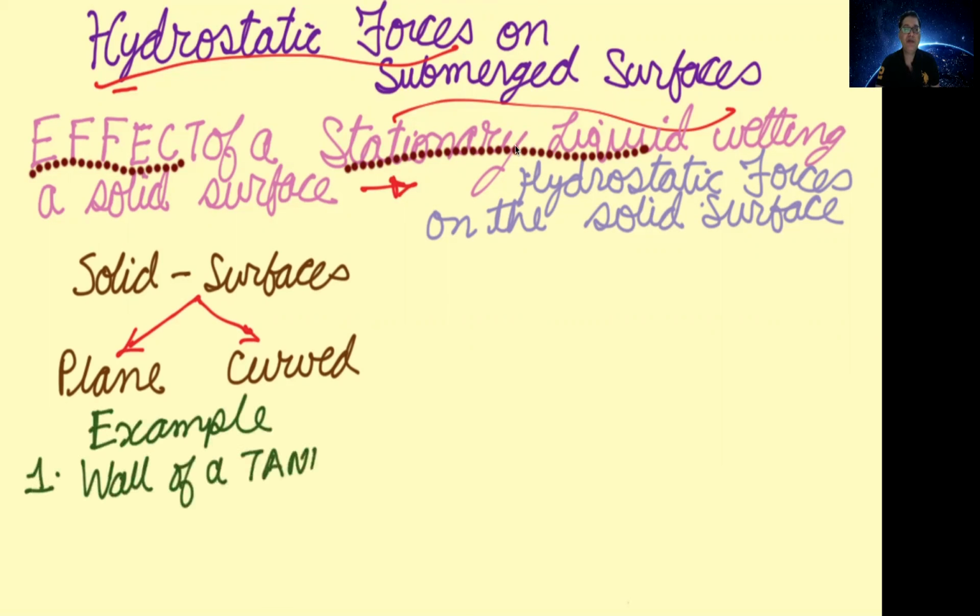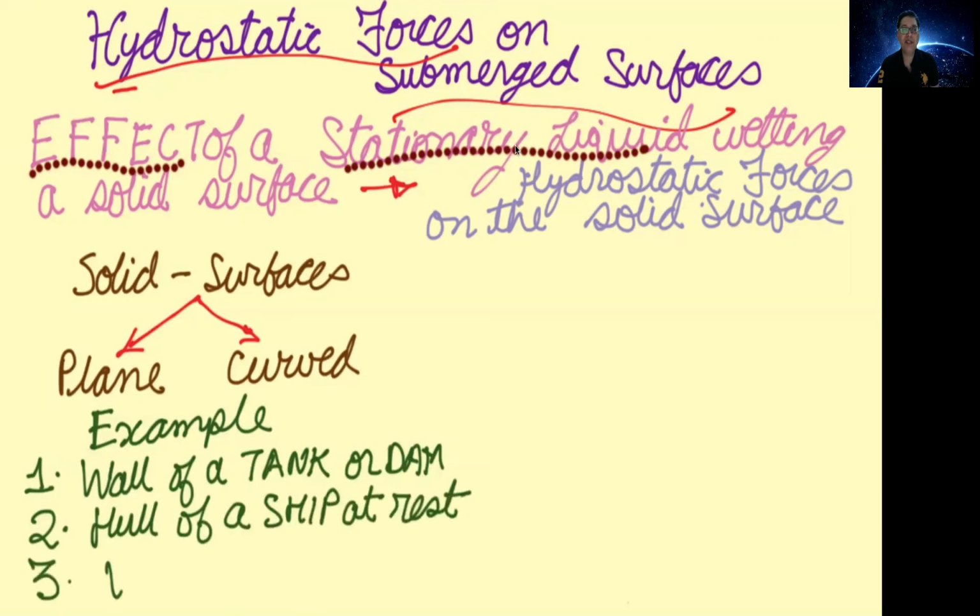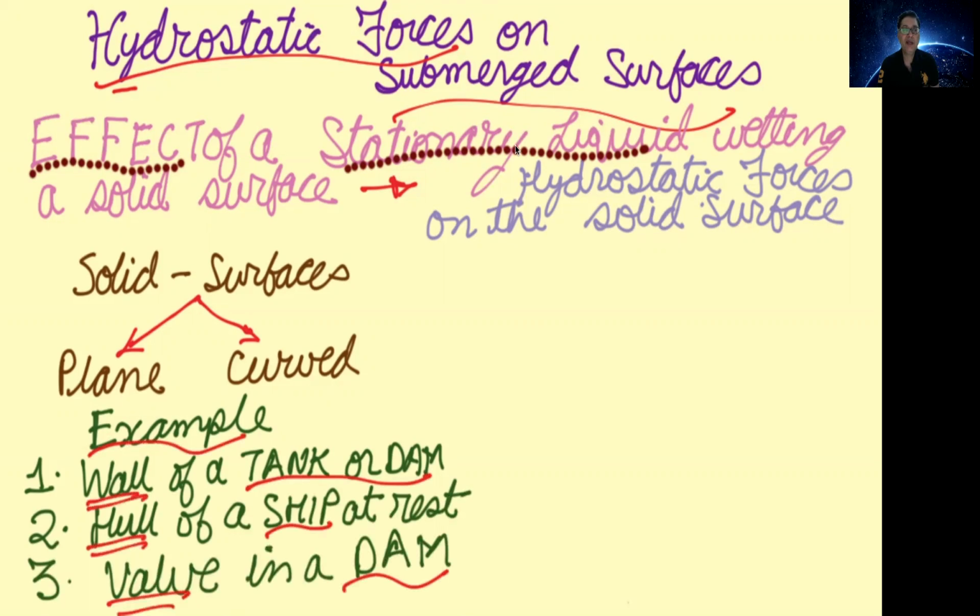Now the examples of the hydrostatic force due to interaction of a stationary fluid with a stationary solid surface are shown here. The first example corresponds to wall of a tank or dam. The second example corresponds to hull of a ship. And third is valve in a dam. Note that in all these examples, if you consider water in a tank or a dam, on one side of the wall you have water, on the other side you have air. Similarly, in case of hull of a ship and valve in a dam.